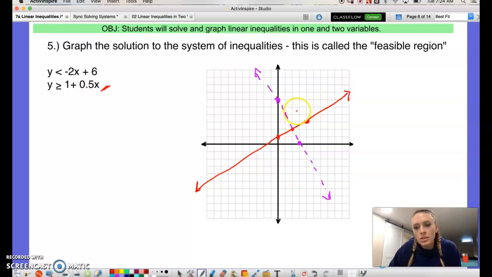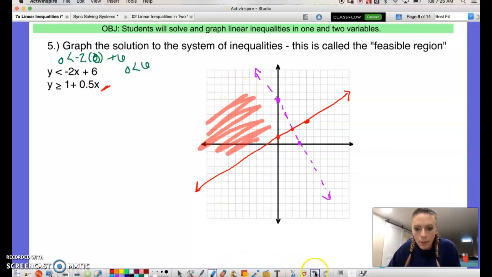Now, what our job is to do is to find out where we have a solution. So what side of each line? If I'm going to test this, I'm going to plug in 0 for here. I got 0 is less than negative 2 times 0 plus 6. So we'll have 0 is less than 6. Yes, that's true. So for this equation here, which is our dashed line, we know 0, 0 is true. So what happens is all of this is true for the purple line, right?